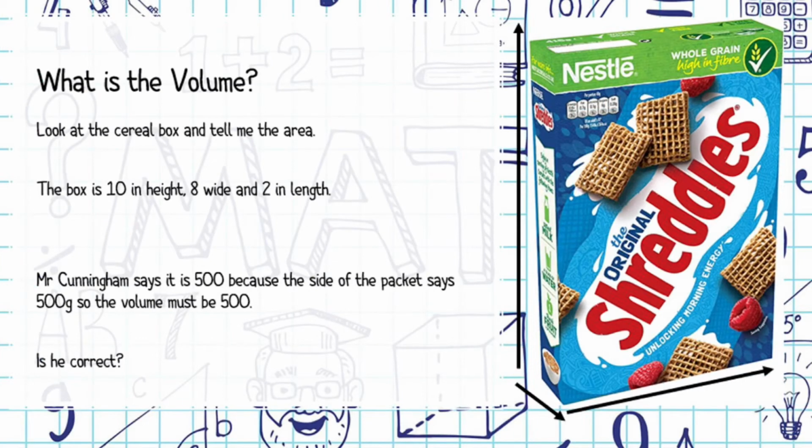Before you look at any questions this week, here's a challenge. Look at the cereal box. It's 10 in height, 8 in width, 2 in length. I'm saying the volume is 500 because the side of the packet says 500 grams, so the volume is obviously 500. Am I correct? Show your workings to explain your answer. Pause the video here and give that a go.